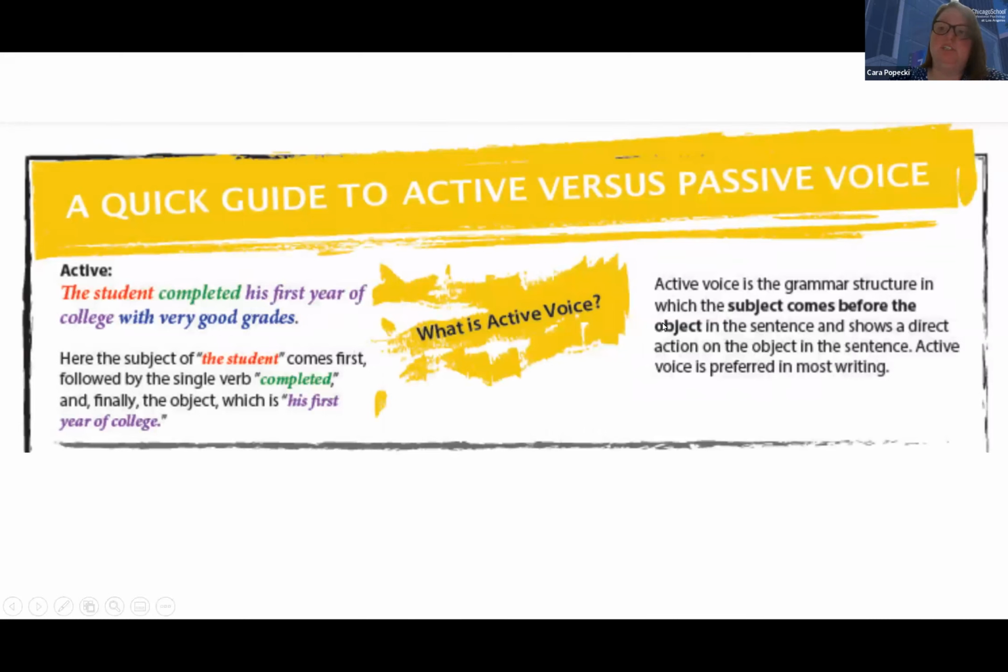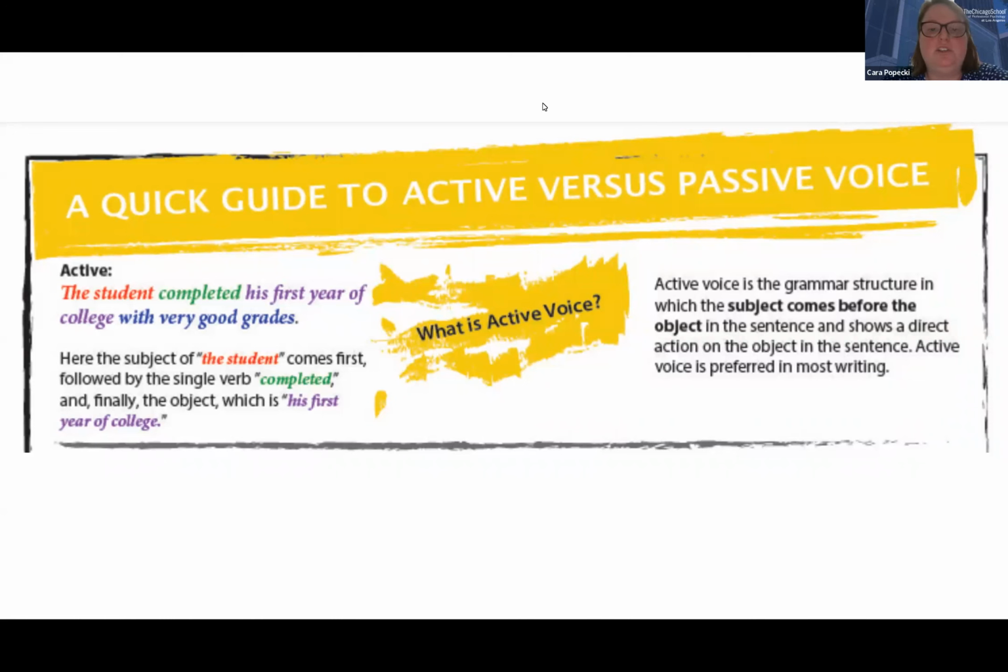It's called active versus passive voice. So that first sentence is a great example of active voice. Active voice is when the grammar structure is using the subject coming before the object. The subject in this example is the student, so that comes first. Then we have the verb completed. And finally, the object is his first year of college. So that comes second. So that's a good example of active voice.